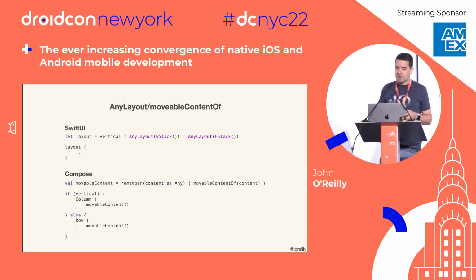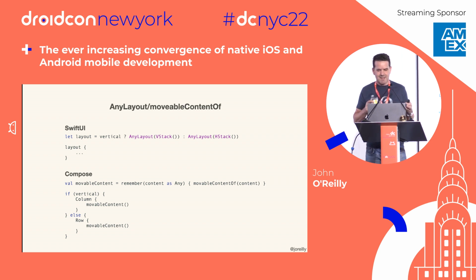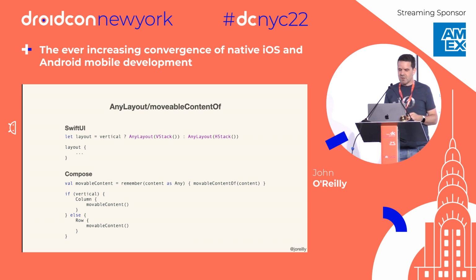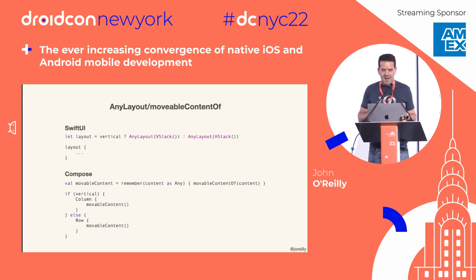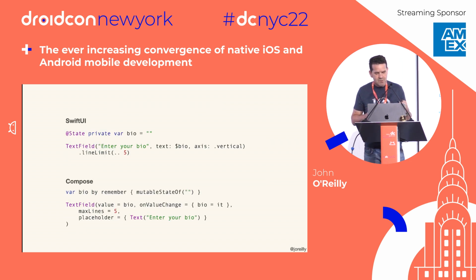Next up, AnyLayout, also added in iOS 16, explained as, for example, something that enables dynamically changing the type of a layout container without destroying the state of its subviews. It's quite a mouthful. Similar then to a relatively recent addition to Compose, which is movableContentOf. Again, a similar example from the documentation where it talks about how it can be used to produce a composable that moves its content between a row and a column based on a parameter. So different syntax, but quite similar and a very useful capability now available on both platforms.